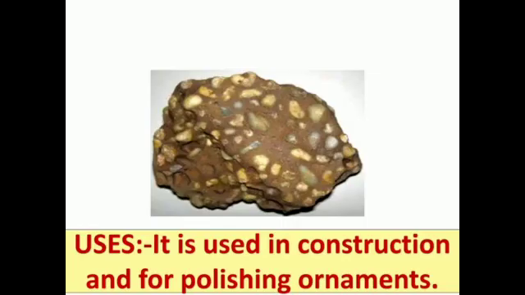Next one is conglomerate. Conglomerate is a rock of uneven texture. It is formed from pebbles and gravel cemented together by minerals and sand carried by water. Conglomerate is found mostly in shades of grey or orange. It is used as an ornamental rock, in construction, and for polishing ornaments.